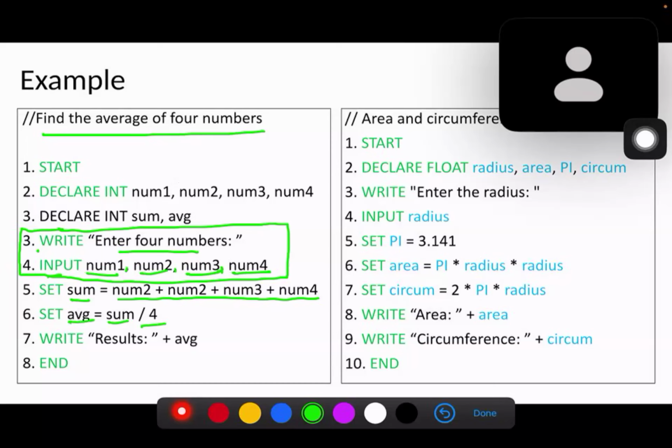Then we print the answer, results colon, in quotes, plus AVG.